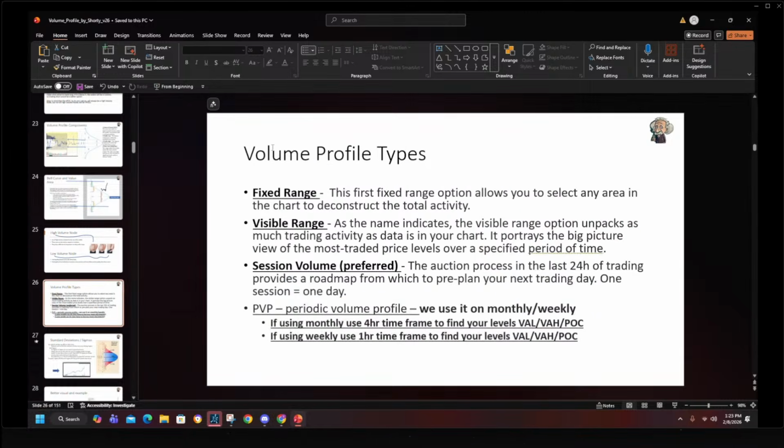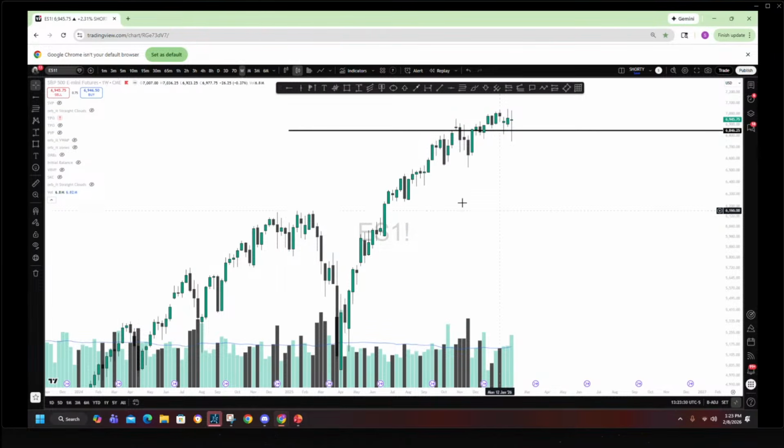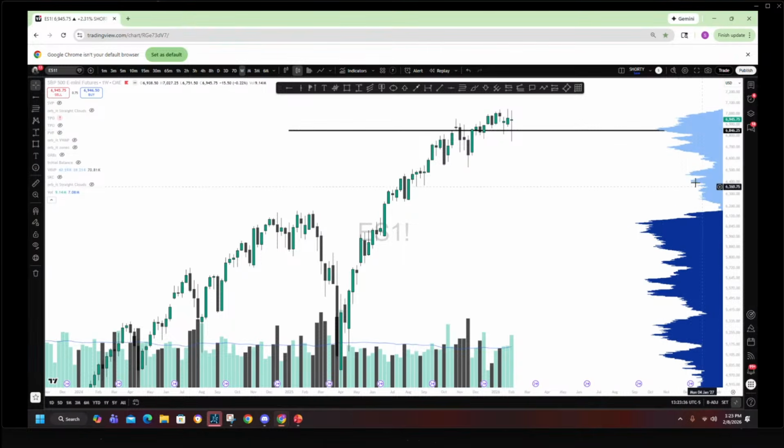So this is covered here, the volume profile types. I just kind of went through it. Visible range: if I'm using market profile for analysis day to day, I will typically use a VRVP here on the right to help me analyze the data.